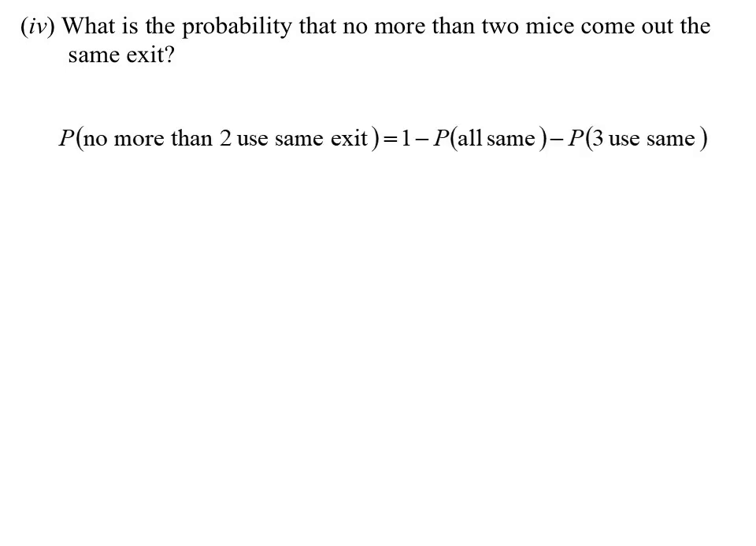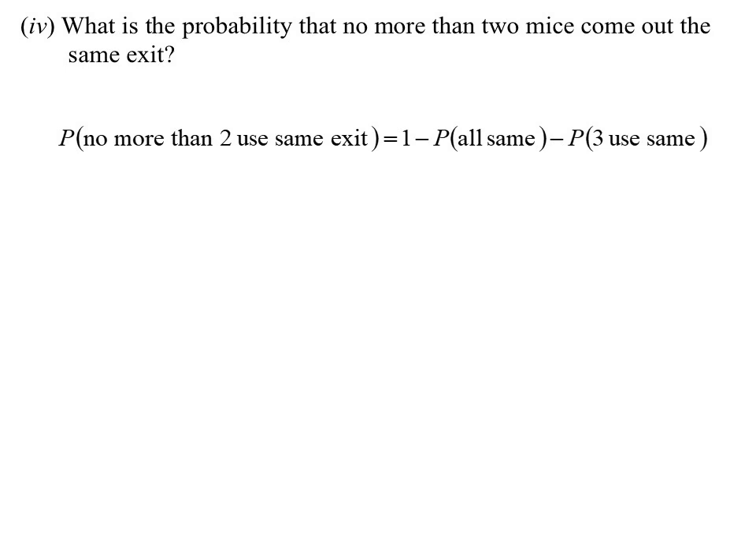Now this uses an idea in probability that you might recall, the complementary event idea. Sometimes it's easier to work out the probability of things not happening rather than the probability of things happening, and then we just subtract it from 1, because we know all the probabilities must add up to 1.